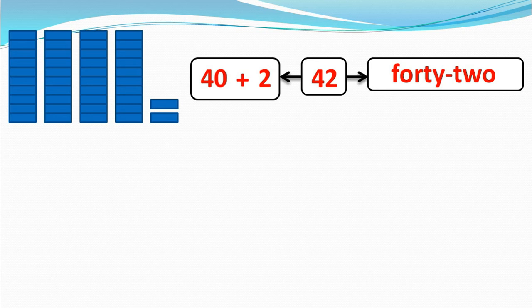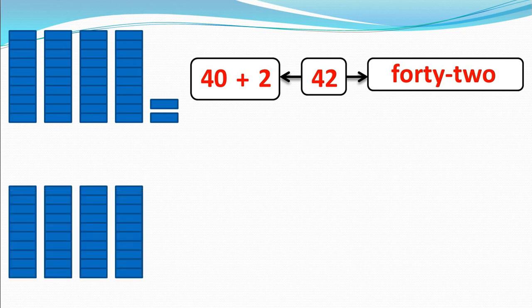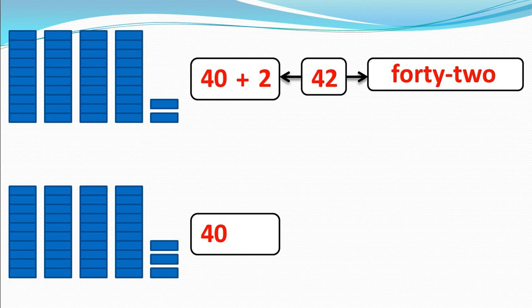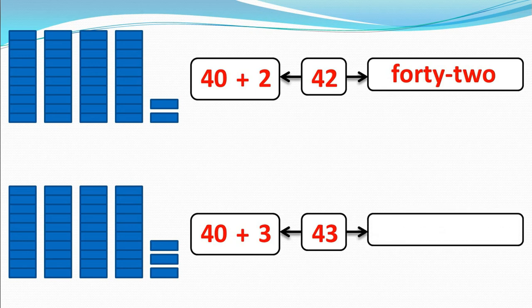Now there are 4 stacks of 10 and 3 ones. 4 stacks of 10 makes 40 and there are 3 ones, so here is 3. Now add them. 40 plus 3 equals 43 and now the number name 43.